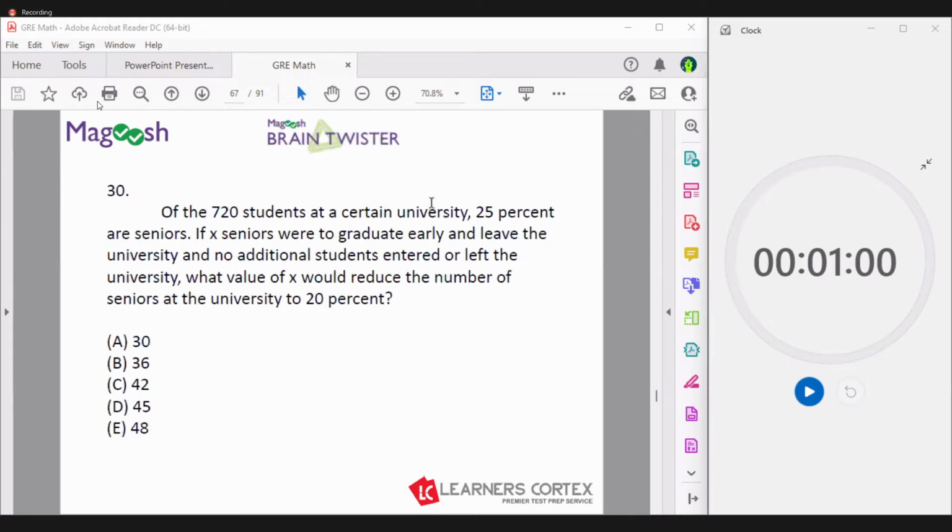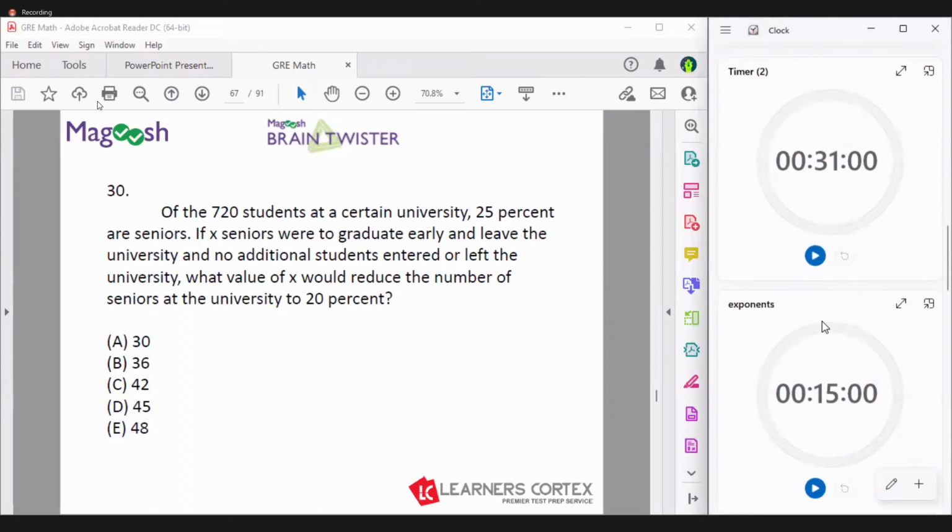Now, of the 720 students in the Solar University, 25% are seniors. If X seniors were to graduate early and leave the university, and no additional students entered or left the university, what value of X would reduce the number of seniors at the university to 20%? This is a very interesting question. I'll give 1.5 minutes for this one.